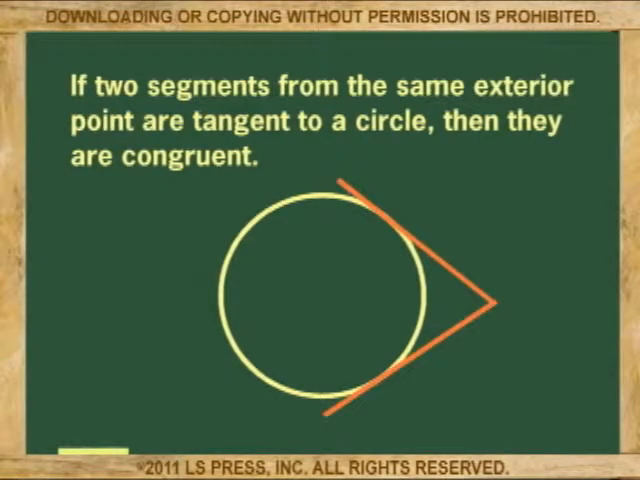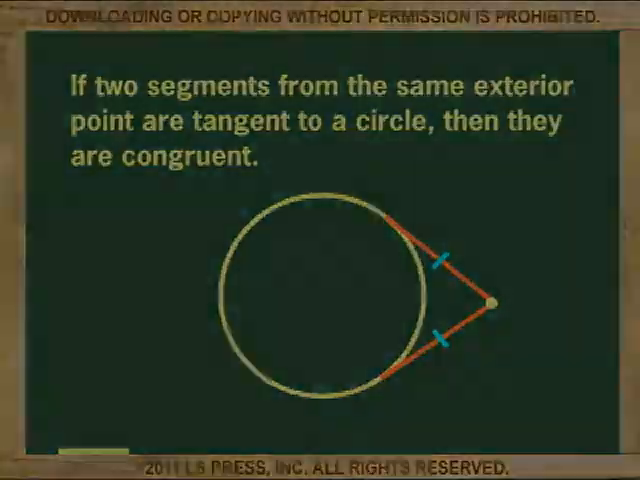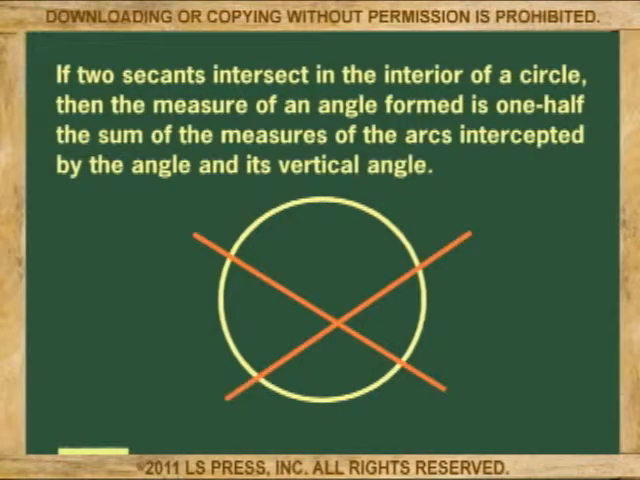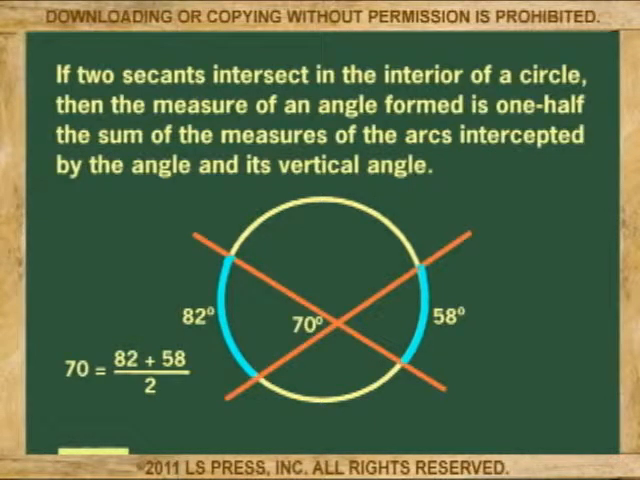If two segments from the same exterior point are tangent to a circle, then they are congruent. If two secants intersect in the interior of a circle, then the measure of an angle formed is 1/2 the sum of the measures of the arcs intercepted by the angle and its vertical angle.